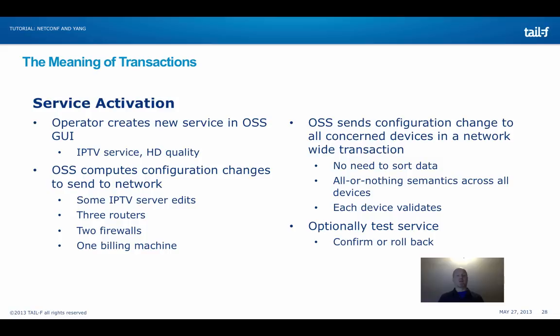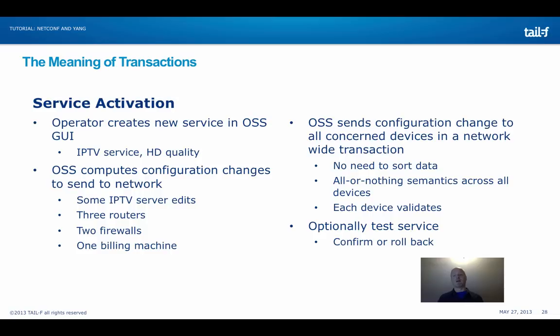And then let the transaction span devices. Imagine you would need to create a service across several devices and applications. So in the network management system, in the OSS, you should be able to prepare the configuration changes, some edits on the IPTV servers, routers, firewalls, and the billing. And the OSS can then just send that to the four devices without considering ordering. It's all or nothing across all devices.